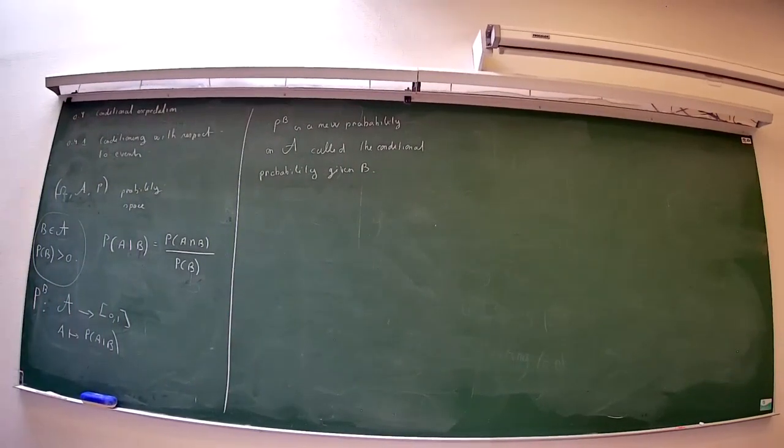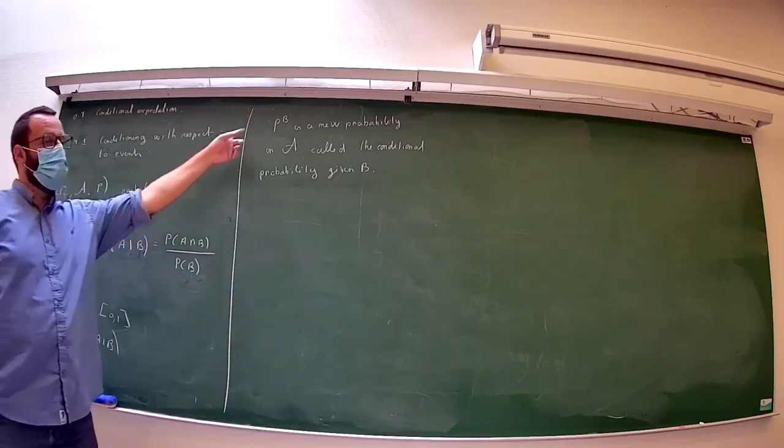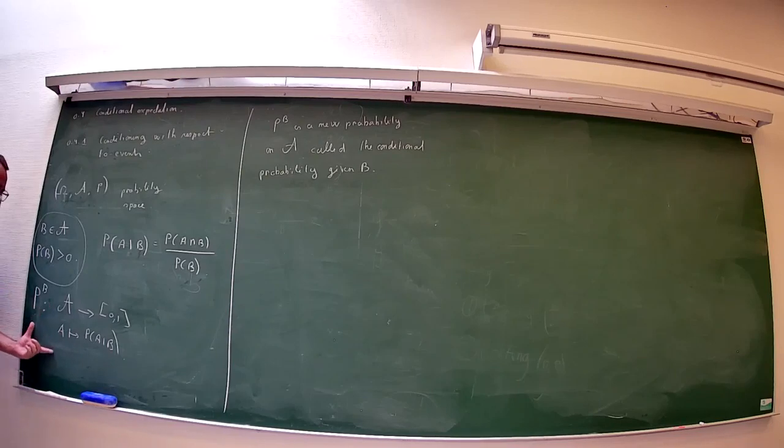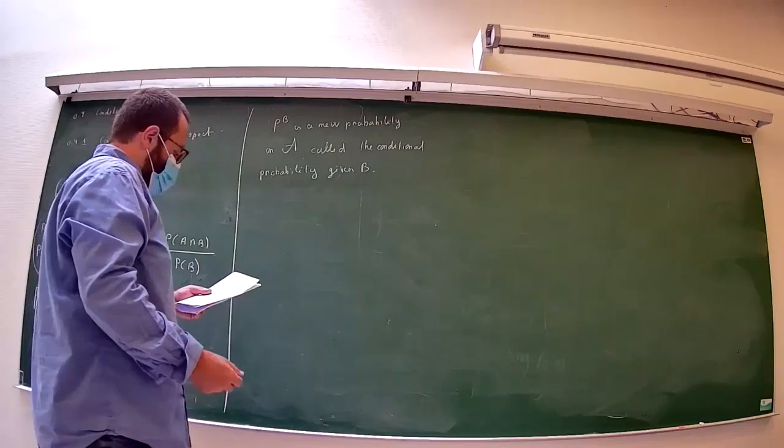It's very basic to prove that I have a new probability here. What is a new probability? Just something that fulfills P_B of omega equal to 1 and that fulfills the sigma additivity property. It's very basic to see that this one fulfills these two conditions.